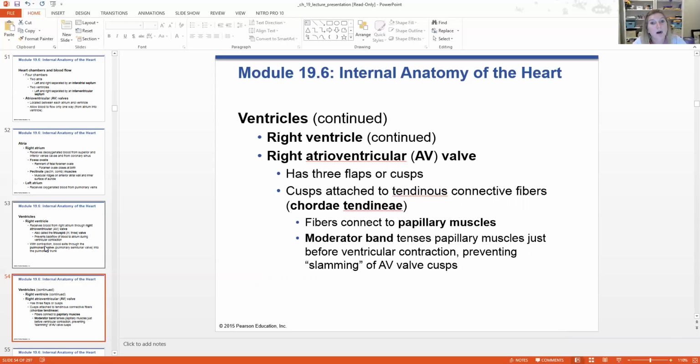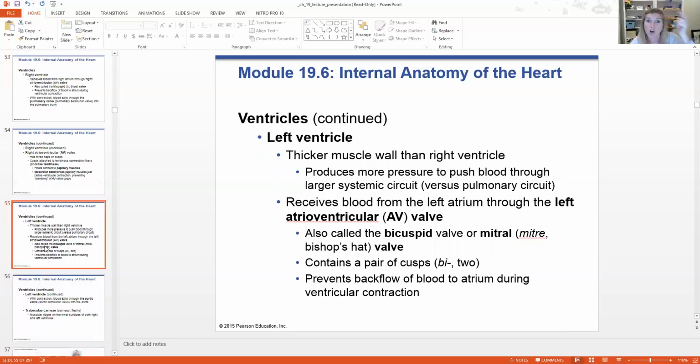There's also a moderator band. The moderator band tenses those papillary muscles just before the contraction so that there's not this kind of slamming effect with those AV valves. It helps to moderate the shutting of them. Our left ventricle has a much thicker myocardial wall than the right ventricle because it produces more pressure. It has a stronger contraction.